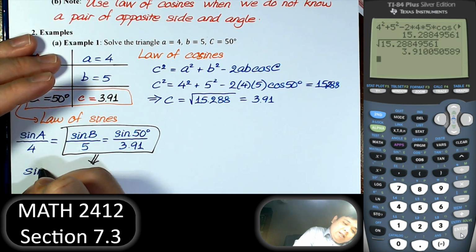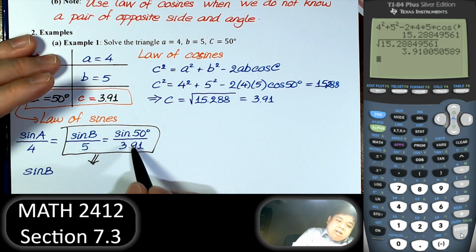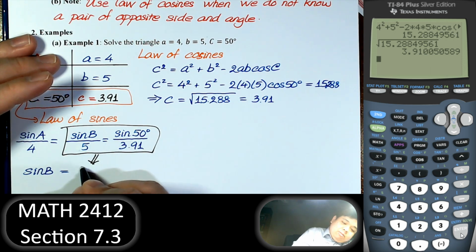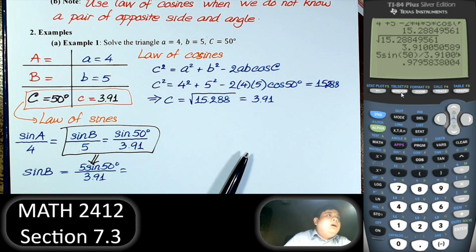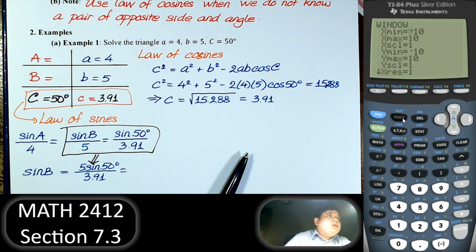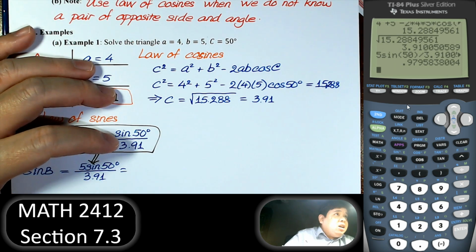Sine of B, of course, equals 5 times that, divided by 5 sine of 50 degrees, divided by 3.91. 5 sine of 50 degrees, divided by that number. Sorry, just make sure that is still in degree mode. Right. 0.9796.